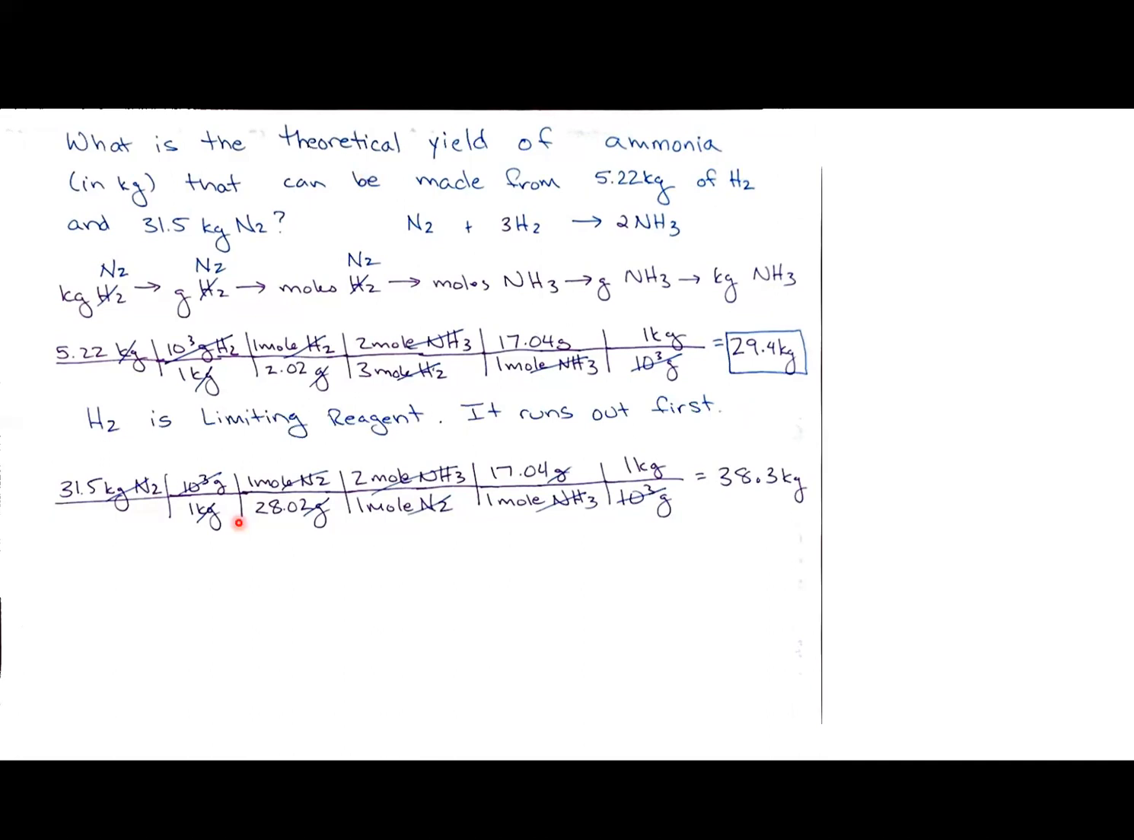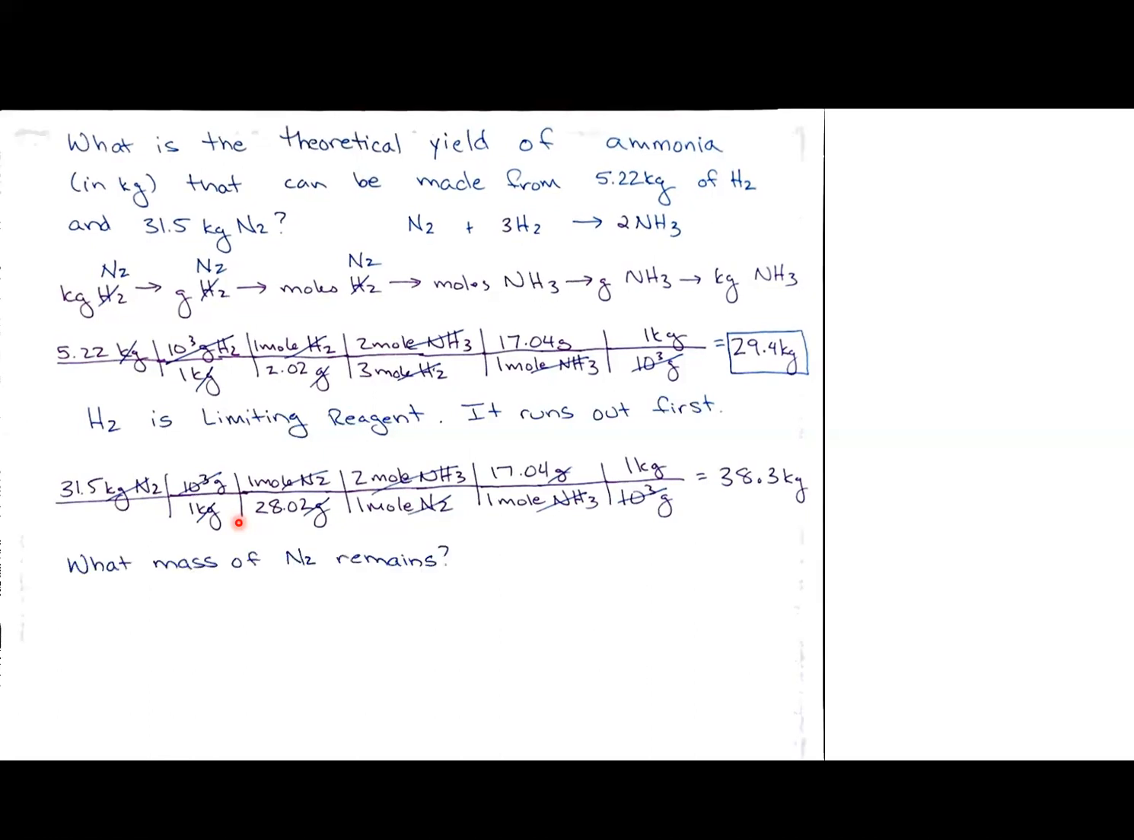So this answers the question that was asked. I'm going to ask a follow-up question. And I did a video for the class that does this exact same thing, asks the follow-up question, which is, what mass of N2 remains? So I know how much N2 I start with, which is 31.5 kilograms. It's my excess reagent. So how much of it is left over? Can I figure that part out?